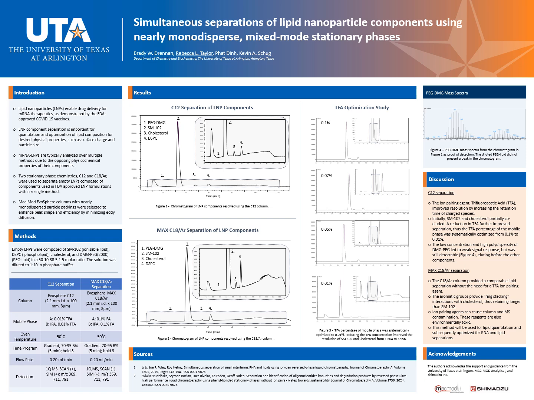Initially, SM102 and cholesterol partially co-eluted. Reducing the TFA improved separation. Thus, TFA percentage of the mobile phase was systematically optimized from 0.1% to 0.01%.